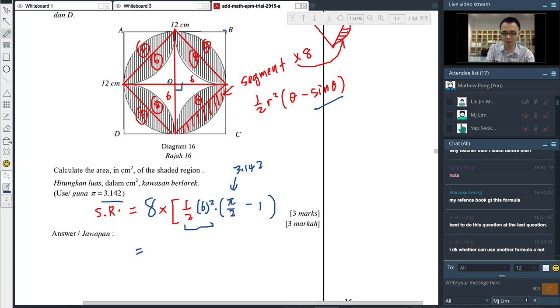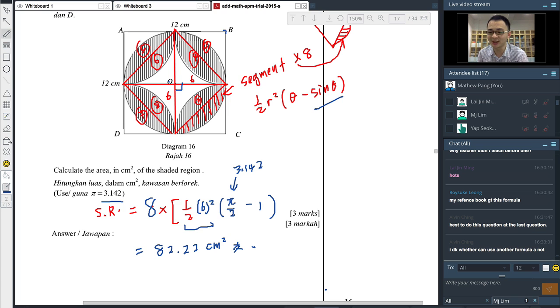Oh no, 3.142 have to divide 2. 3.142 divided by 2, then only minus 1. Yeah, multiply 6, 18 multiply 8. Yeah, the answer will be 82.22 centimeter square. Alright, this is how we do it.